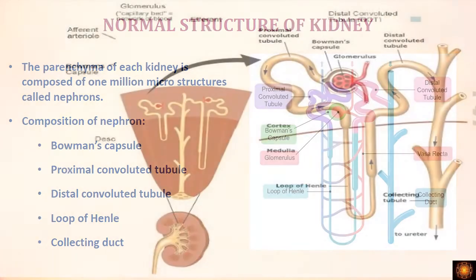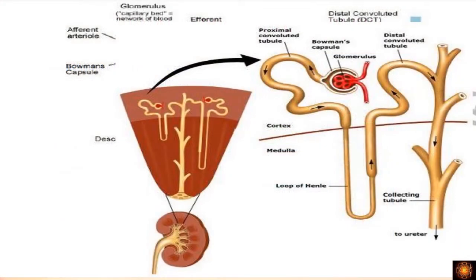Which parts of the nephron are present in the cortex and the medulla? When we see that, the glomerulus, proximal convoluted tubule, and the distal convoluted tubule are present in the cortex, whereas the loop of Henle and the collecting duct are present in the medulla. So in the pyramids, we have the collecting ducts and the loop of Henle.